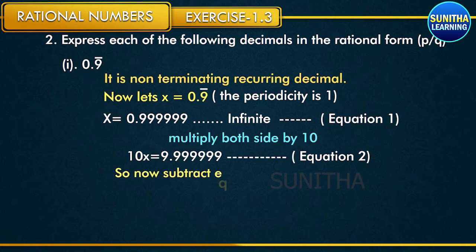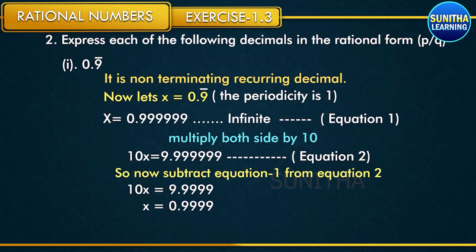So now subtract the second minus the first. Now the second equation and first equation, subtract it. What are you going to get? Just observe. 10x is equal to 9.9 bar and x is equal to 0.9 bar. If you subtract it, what are you going to get? 10x minus x is equal to 9x, and 9.9 bar minus 0.9 bar is 9. So x is equal to 1, nothing but 1 by 1.